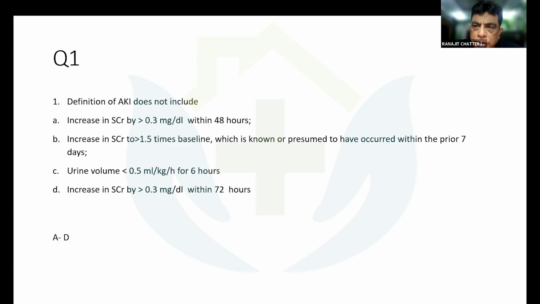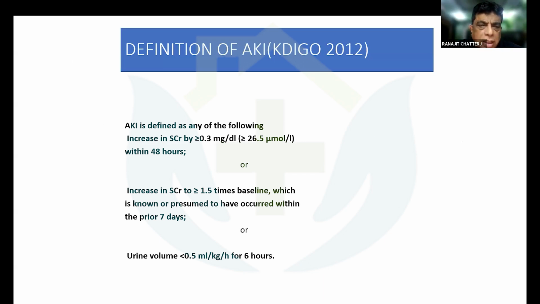That will be nice. Now see the definition, as you have already seen: increase in serum creatinine by 0.3 within 48 hours, or 1.5 times the baseline in 7 days, or urine volume less than 0.5 ml per kg per hour for 6 hours. So serum creatinine and urine output are the two criteria, the two markers, taken for acute kidney injury. See the difference: it starts from 6 hours and goes up to 7 days. So 7 days is the cutoff. Beyond that, it is known as acute kidney disease, and after 3 months, it is known as chronic kidney disease.